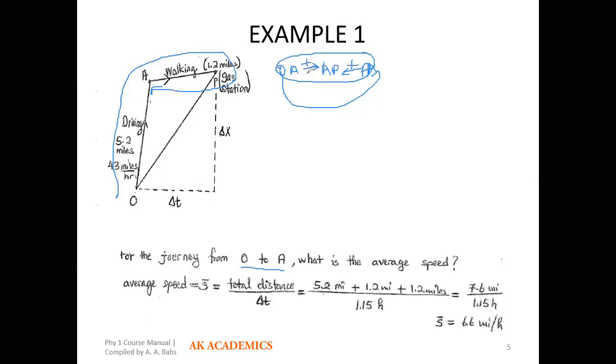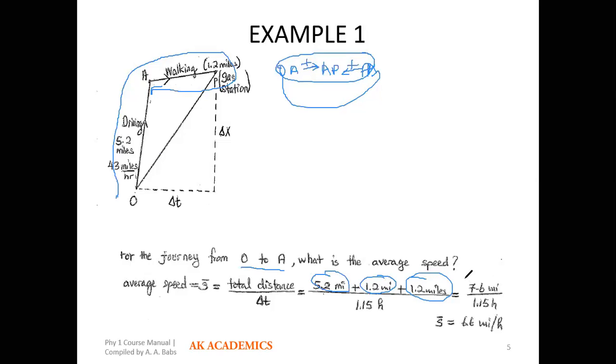So total distance will be the distance from O to A, which is 5.2 miles, plus the distance from A to P, which is 1.2 miles, plus the distance from P to A, which is going to be another 1.2 miles, because AP and PA are the same distance, 1.2 miles. This time around, we'll leave it at plus. Initially, because we were looking for average velocity and we had to take into cognizance the direction, it was working backwards, it was negative. So it canceled out. This time around, it's not canceling out because we don't care about the direction, because it's a scalar quantity. All right. So we leave it at plus.